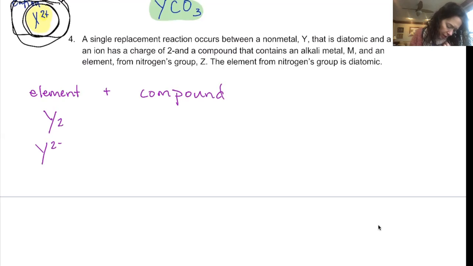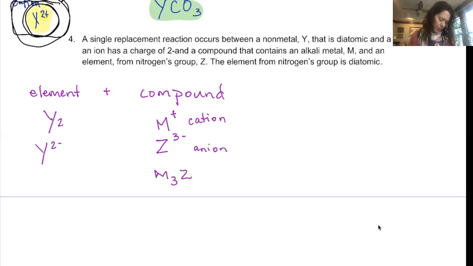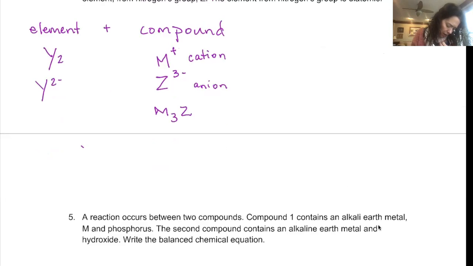And a compound that contains an alkali metal, well, M, if it's an alkali metal, it has a +1 charge. And an element from nitrogen's group, Z. So that will be Z because it's from nitrogen's group, that's that. So this compound is formed between this cation and this anion. So that would be M3Z, right? So the element that's reacting is my diatomic Y2. It's reacting with M3Z, okay?